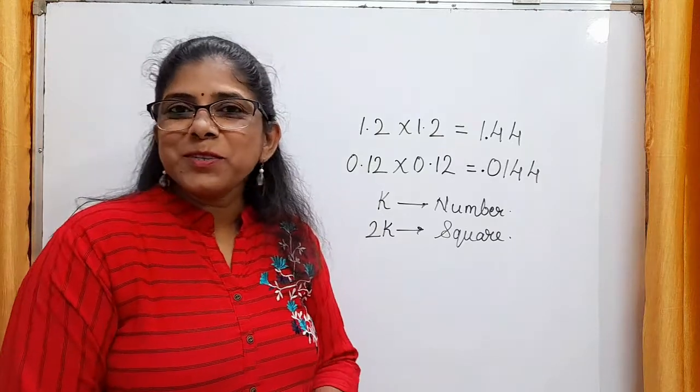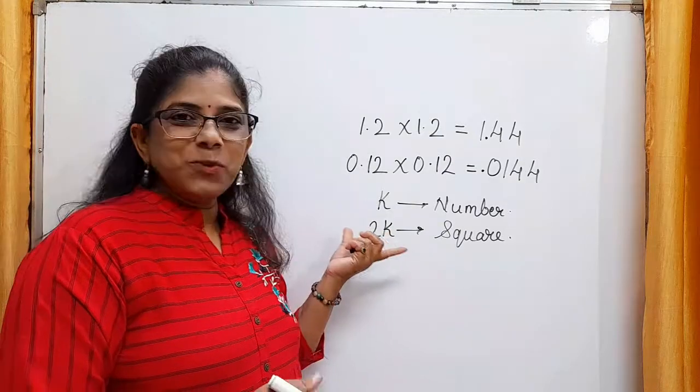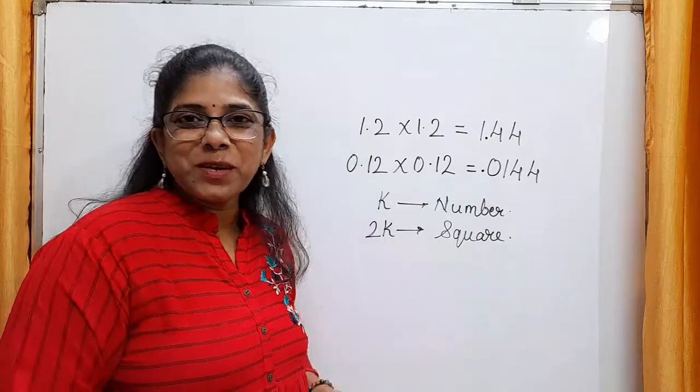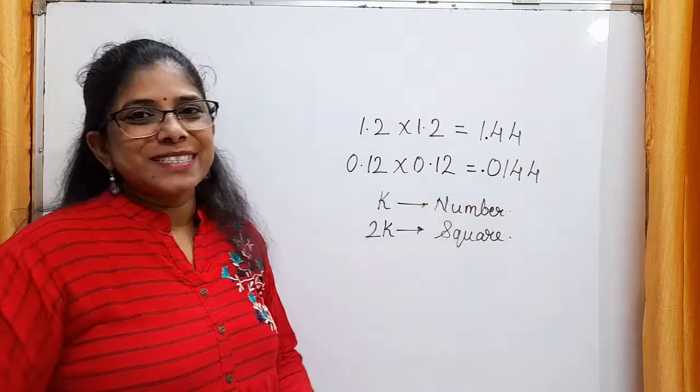Hope this is quite clear to you. So now the students won't make mistakes while placing the decimal point in squares and square roots of the numbers when they come across such decimal points in the numbers.